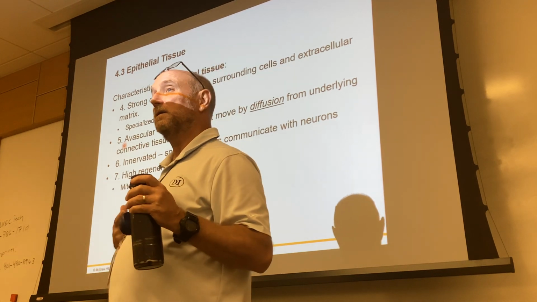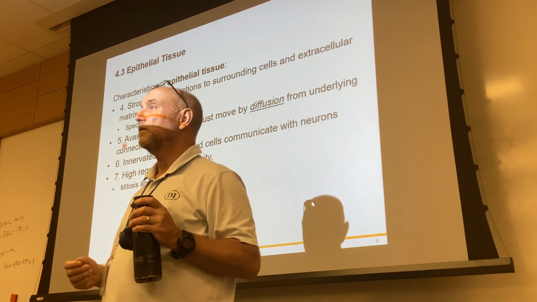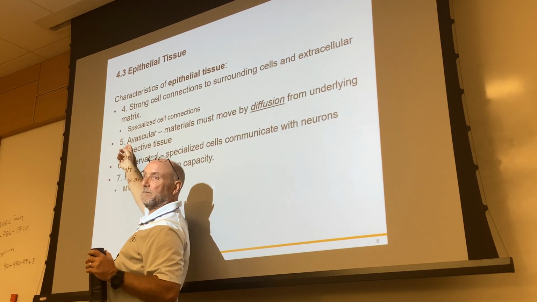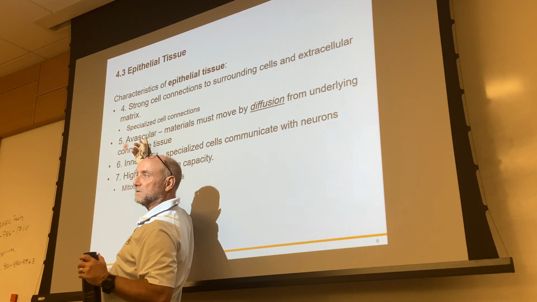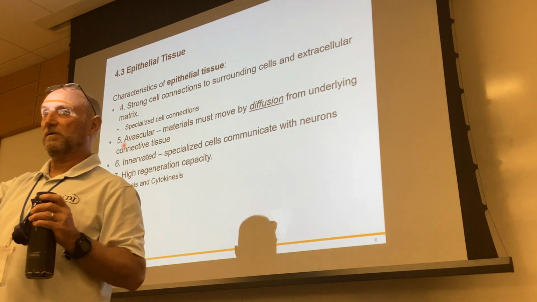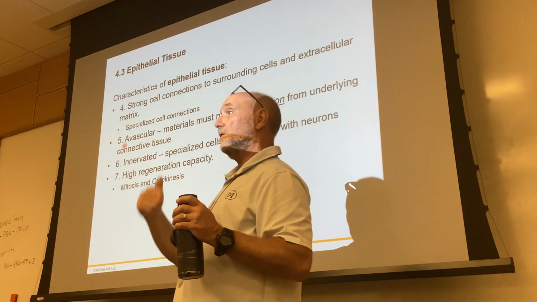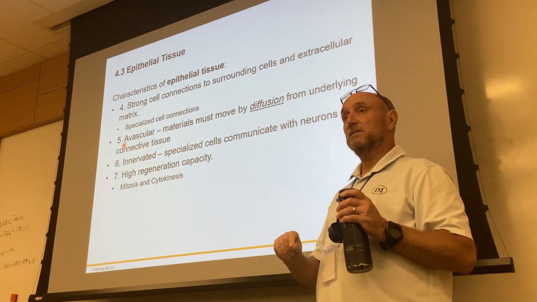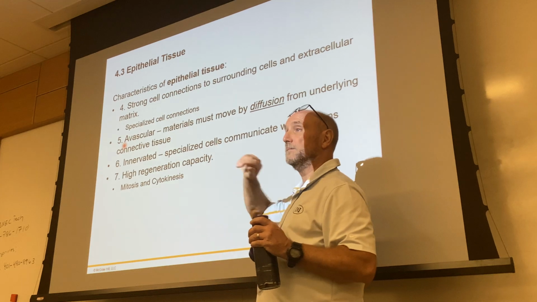Why don't they bleed a lot? What's that term? Avascular. What does the prefix A mean in front of anything? Absent. There's nothing there. No blood vessels. If you just damage epithelial tissue, why doesn't it bleed? Because it's avascular. If you damage that tissue, just epithelial tissue, you feel it, right? It hurts. That's innervated, right?